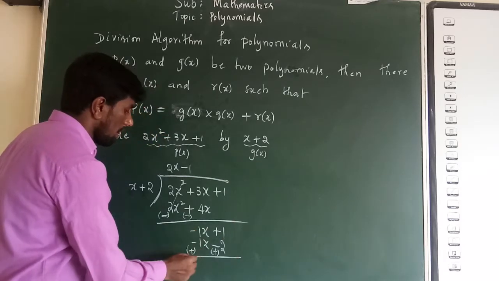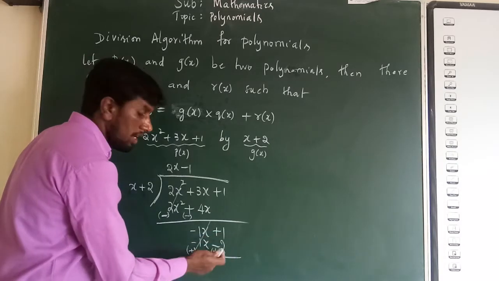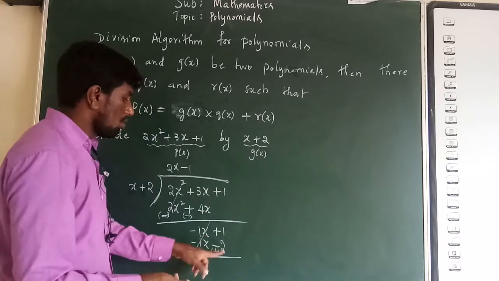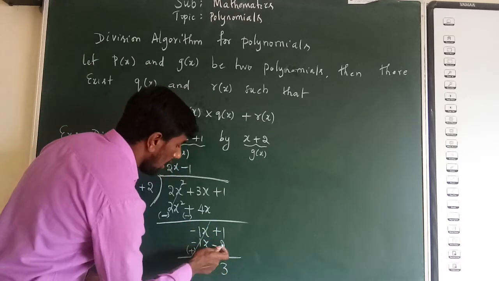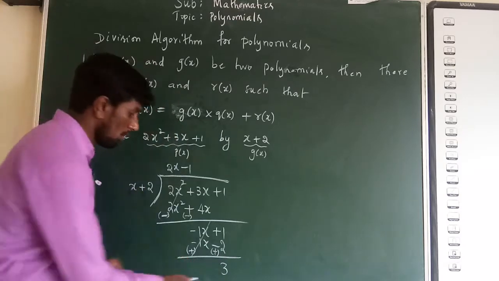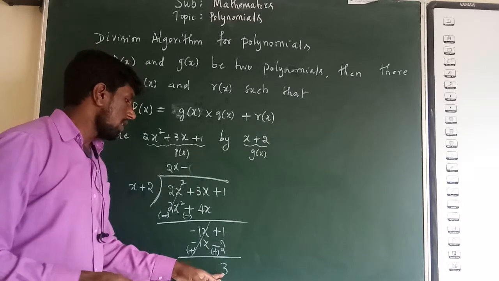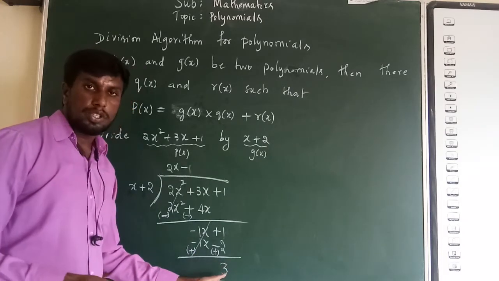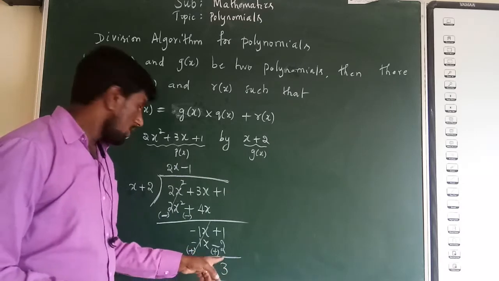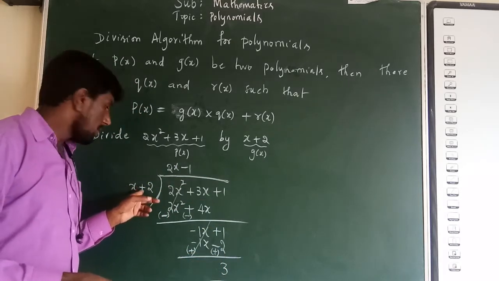So minus 1x plus 1x get cancelled, plus 1 plus 2. I have changed the sign, plus 1 plus 2. Both are plus, so I should add. 2 plus 1 will become 3. The higher value is 2, before the 2 I have a positive sign, so it is also positive. Here I should stop the division process, because I got a remainder which is a constant polynomial, or a remainder whose degree is less than the degree of the divisor polynomial.